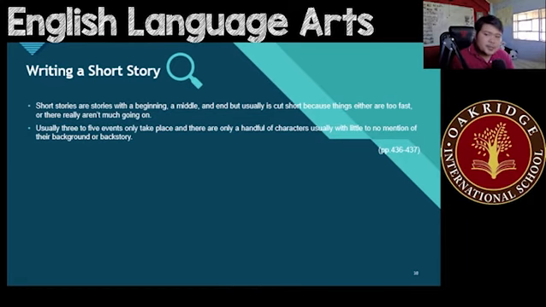So short stories are stories with a beginning, a middle, and an end, but usually it's cut short because things are either too fast or there really isn't much going on. Usually only 3 to 5 events take place, and there are only a handful of characters, usually with little to no mention of their background or backstory. This is a short story.